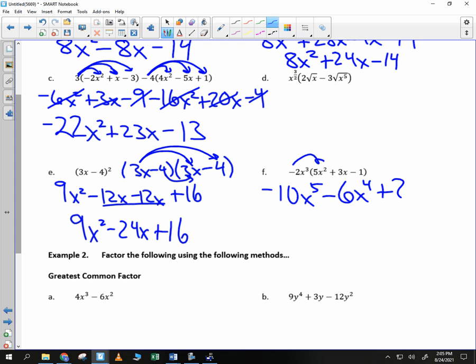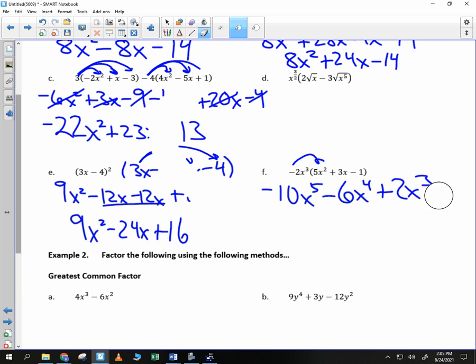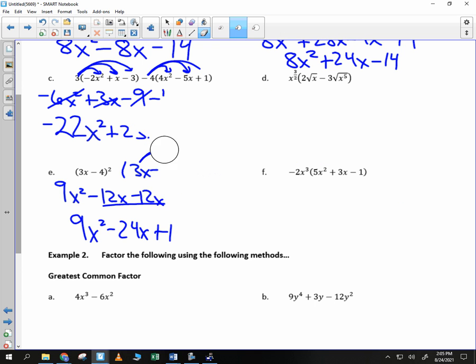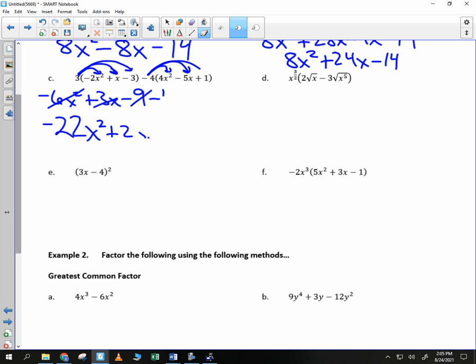There we go. Plus 2x cubed. That's what I got. What'd you get? Did you get that? All good? Okay, let's try that. We'll end with problem D for today, and then we'll pick up tomorrow. We'll have time to get through the lesson. You can work on some of your homework tomorrow in class, with a different worksheet.